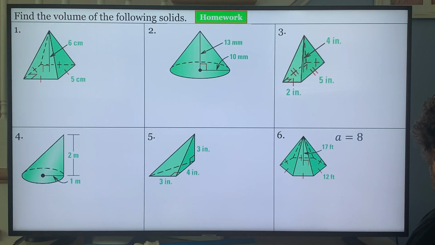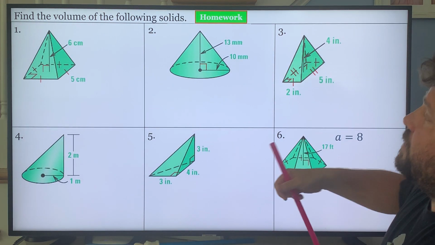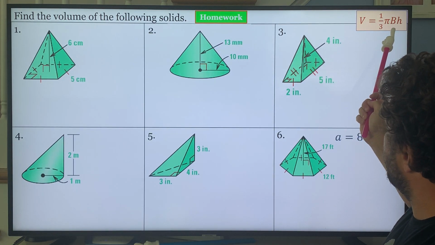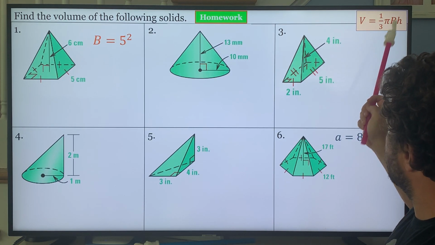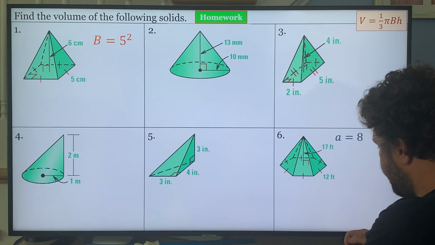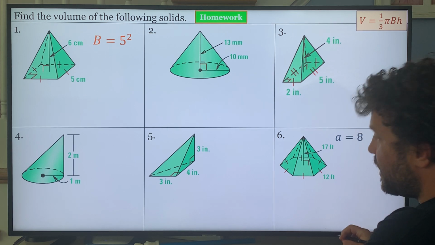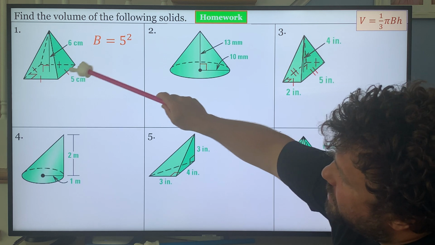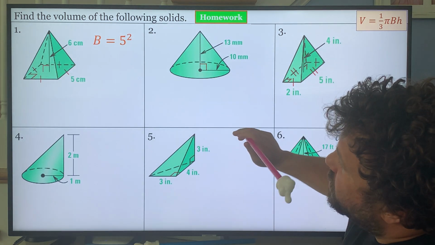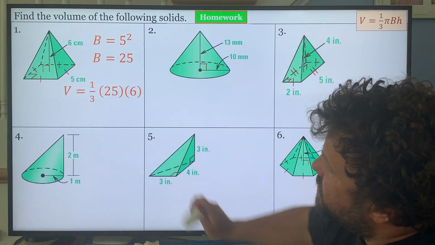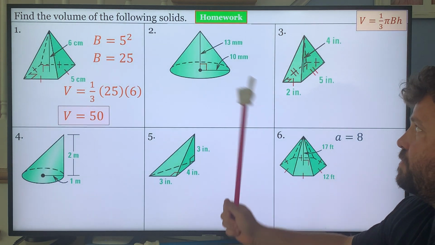So, do these quick problems quick. This was your homework. Find the volume of a pyramid. 1/3 pi, wait, that's not right. Let's just say 1/3 BH. No pi there. Oh man, I'll erase that. So it's 1/3 BH is your volume of this. Your base is a square. 5 squared is 25, right? So 1/3 times 25 times the height here, which is 6, is 50.